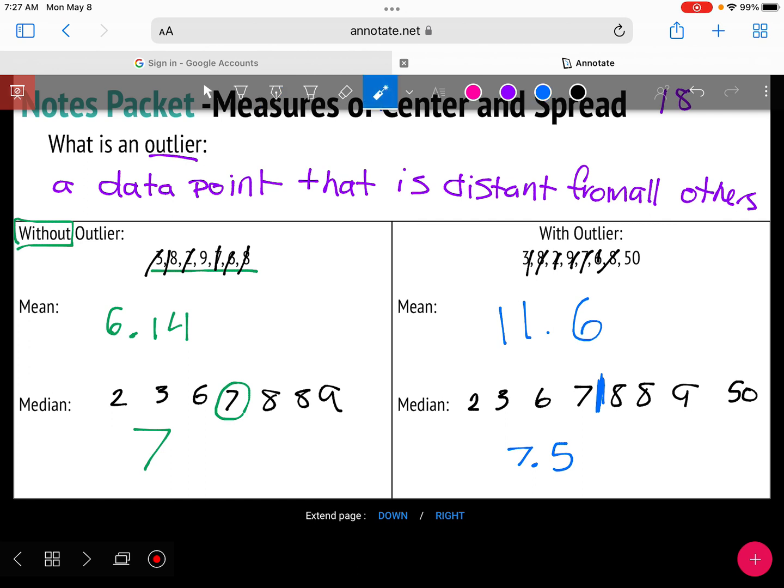If you think about it, if we look at our data set in order, without the outlier, my mean's right here. My average is right here. It's kind of in the middle. Not too bad. 11.6, it's saying my average is up here. That is way high. That's not anywhere near the middle of my data.